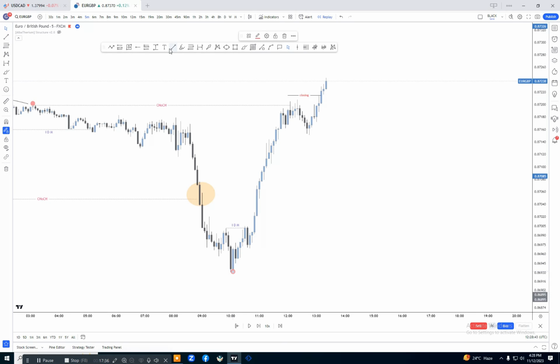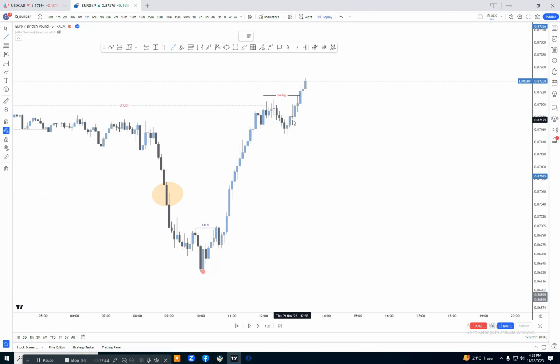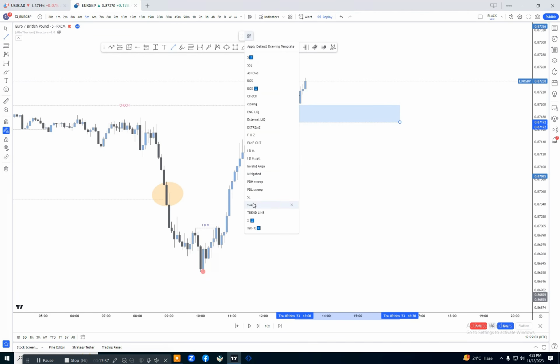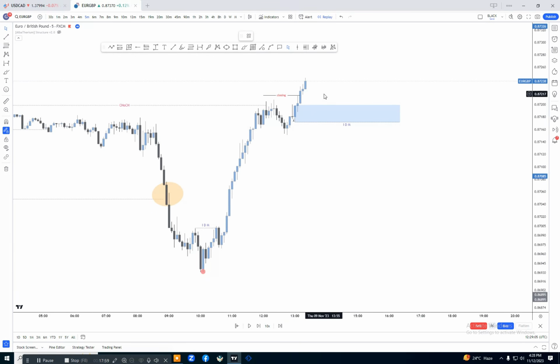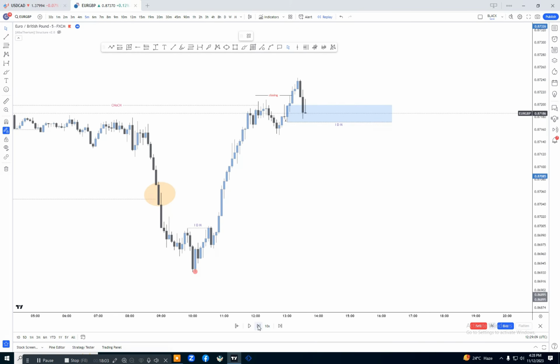For confirmation of the last pullback or inducement, the market at least needs to take out the previous candle low. If we see here, here is the previous candle taken out, so that candle will act like an inducement. This low will act like an inducement. If the market breaks that low, then that will act like an inducement.